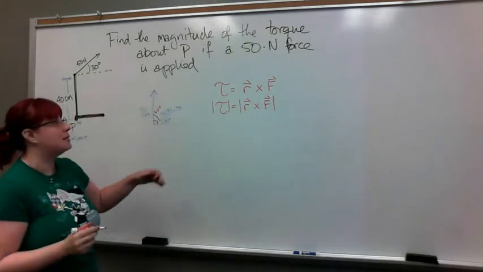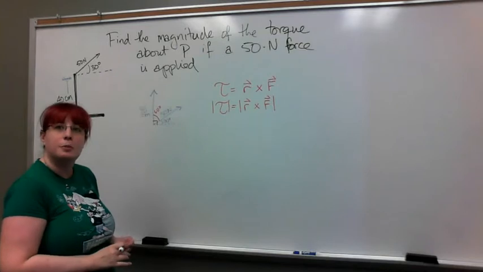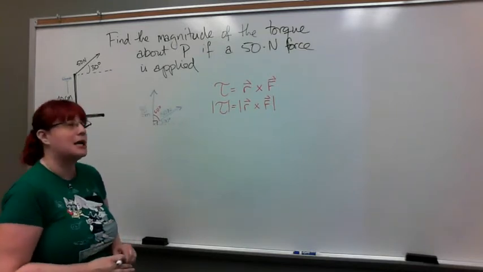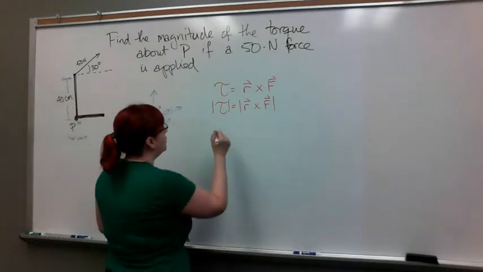And what's nice is when we take the magnitude and we're crossing these two items, to find the torque, we can actually multiply the magnitude of the radius and the magnitude of the force times sine of the angle that we found. And so that will end up looking like this.